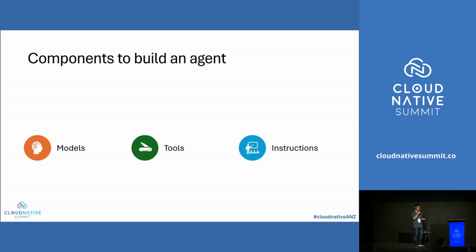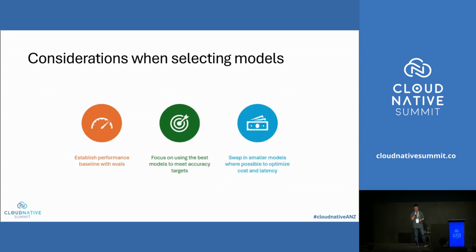Agents consist of three core components: models, tools, and instructions. Let's dive into the details. Models are basically the brain of this agent. One agent can have one model or multiple models. One thing I want to emphasize here is that different models have their strengths. We don't have to always use the most powerful models.